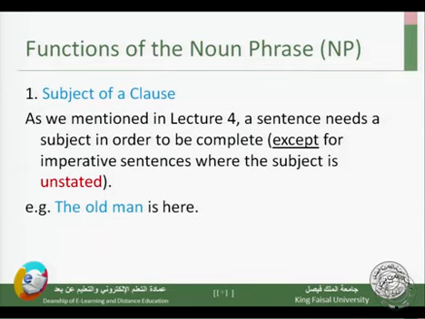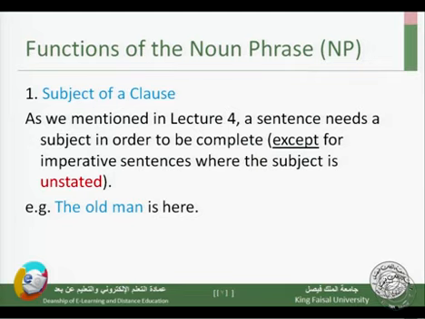Number one, the first function is as the subject of a clause. We mentioned before in lecture 4 that sentences need a subject in order to be complete. Simple sentences, one-clause sentences, need a subject to be complete, except for imperatives, as we discussed before, where the subject is unstated. When we say "go study," in "go study" there is no subject. But in all other sentences we need a subject. Of course, in "go study" the subject is understood, but it is unstated. So "you go study," there is still a subject that we can infer from the meaning.